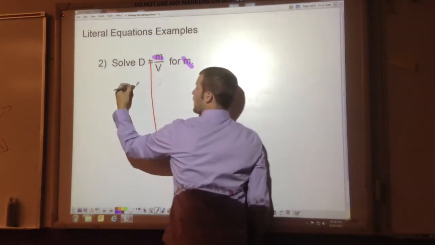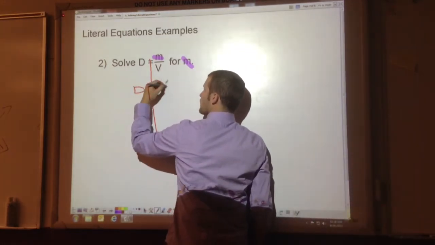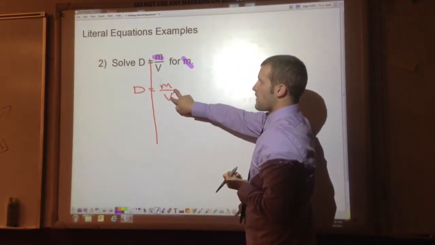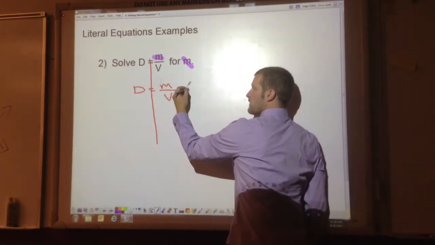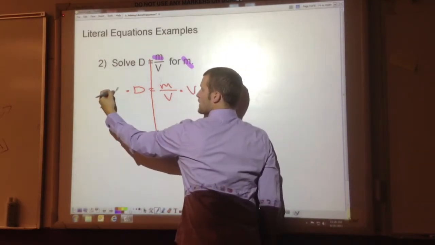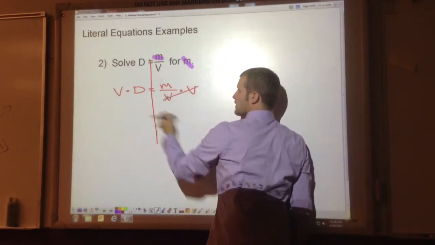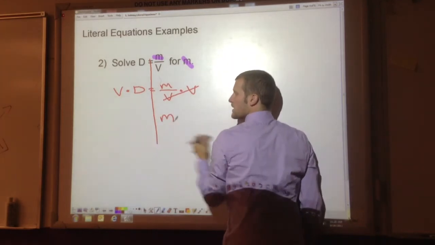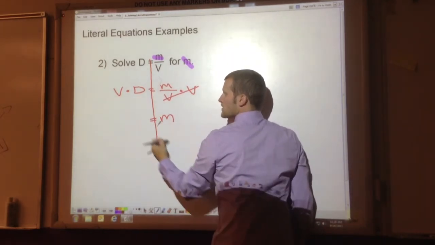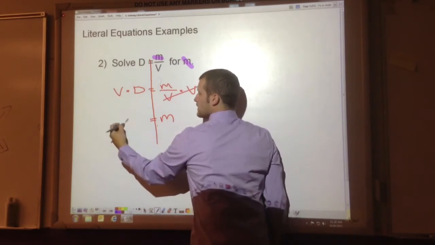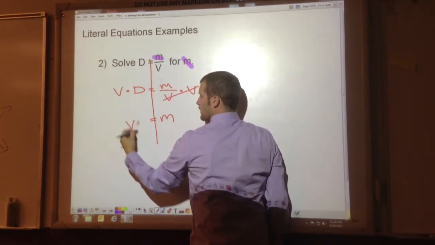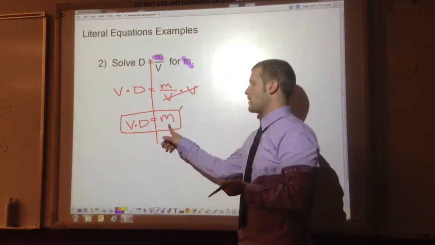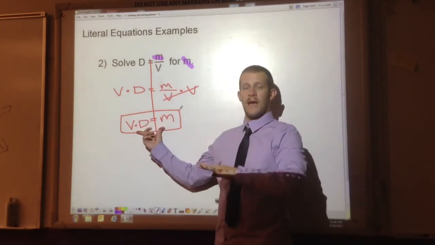So, I'm going to copy this down because I'll run out of room if I don't. The opposite of divide by v is times v. Do the same thing to both sides. Divided by v and times v cancel, and m is all alone. On the other side, I get v times d, or d times v, either way. M is all alone. We've rearranged the formula, and it's finished.